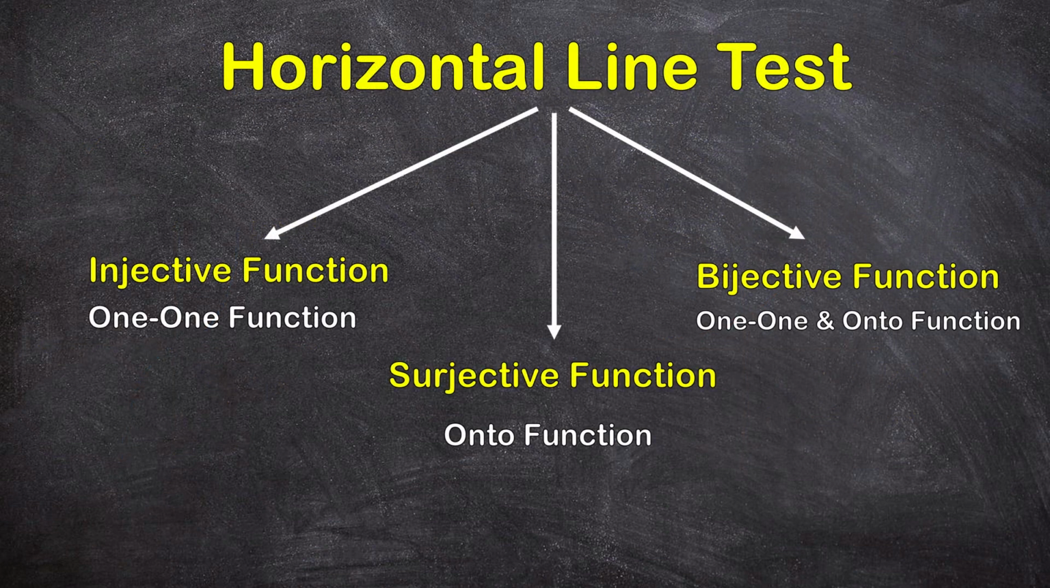So we conclude that if a horizontal line intersects the graph of a function at most once, it is an injective function, and if the horizontal line intersects the graph at least once, it is surjective, and if it intersects exactly once, then the function is bijective.